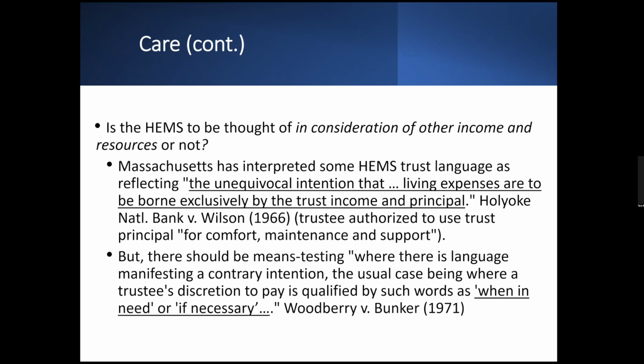But on the other hand, in the Woodbury case that's next, there was means testing that was asked for. So if there's such words as when in need or if necessary, or I'm adding this, it wasn't in Woodbury, but taking into account other resources available. So you can see when in need means, well, I'm not going to give you anything unless you prove to me that you need money. That would be an example of where we would use the discretion much more cautiously.